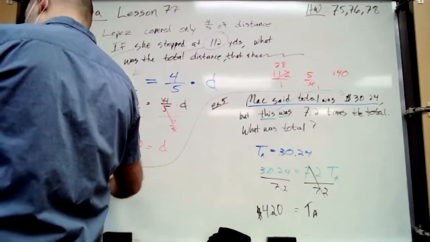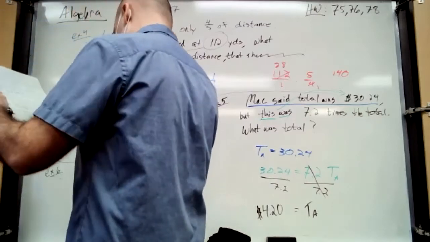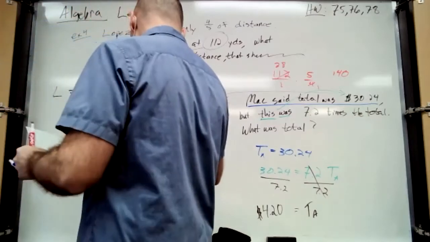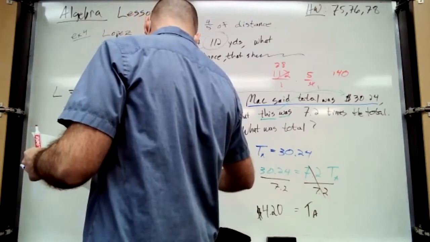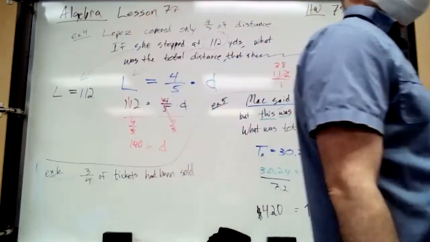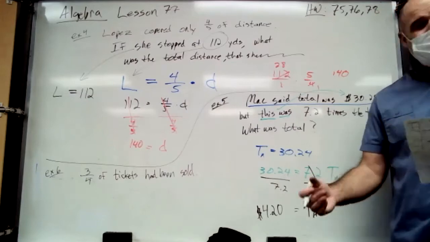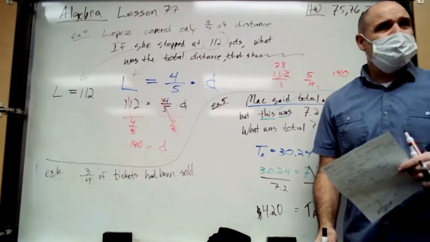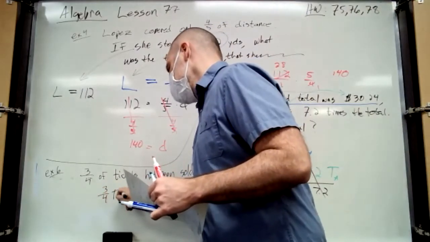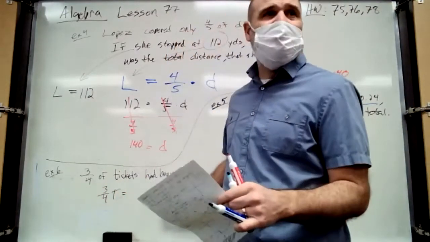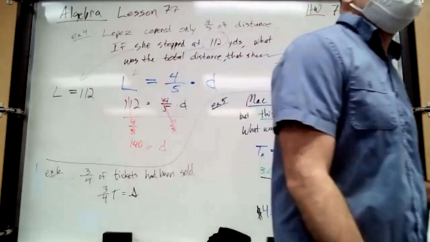3/4 of, we know how to translate those so far, tickets had been sold. Okay, so right away you could translate that. How do you translate 3/4 of tickets had been sold? 3/4 T equals, that's our verb, had been sold. So let's put a little S there.